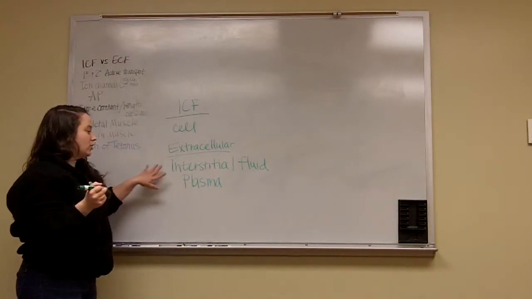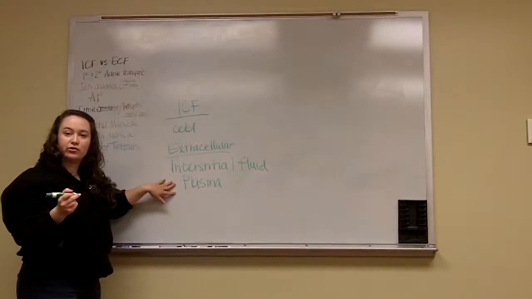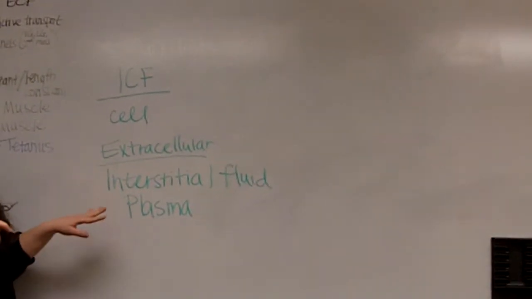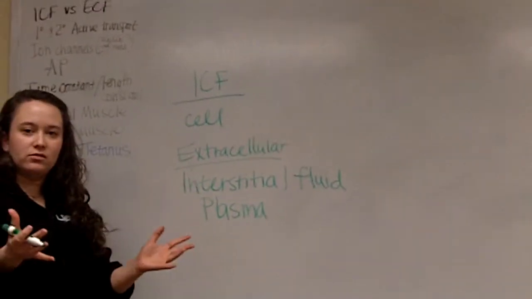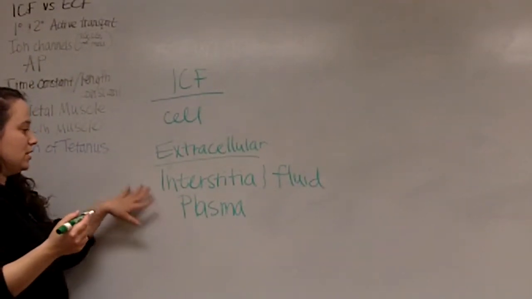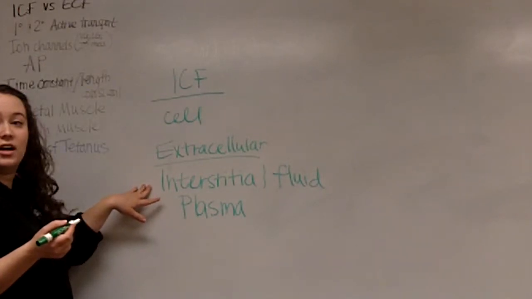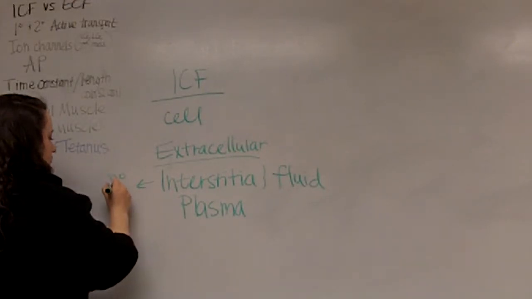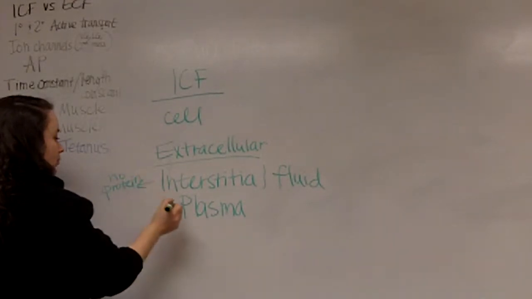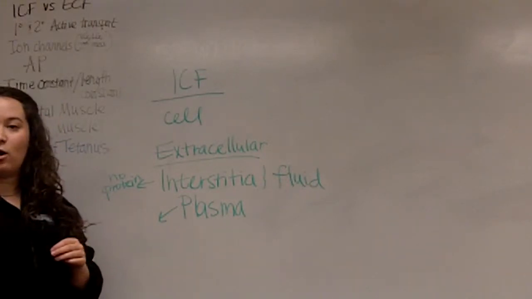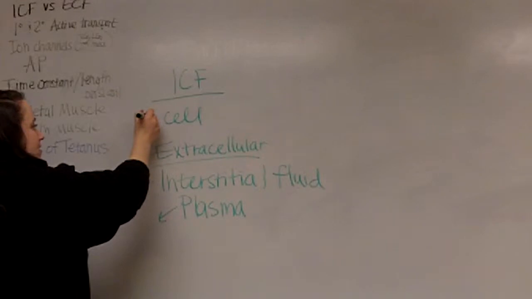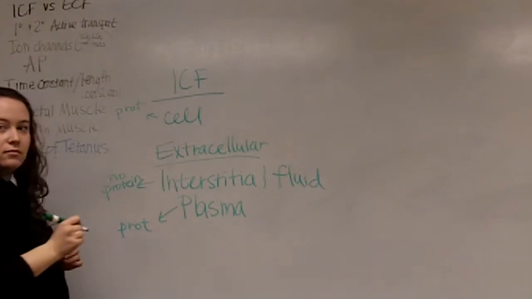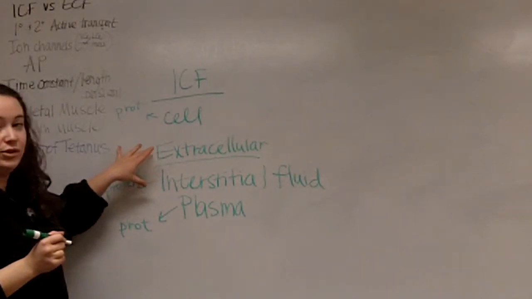The main difference is that plasma is what's inside your arteries and blood vessels, and the interstitial fluid is what's actually around your cells. The interstitial fluid is not going to have proteins. Your plasma is going to have proteins, things like albumin. Inside the cell you're going to have protein too, but in between those two, the interstitial fluid has no protein.